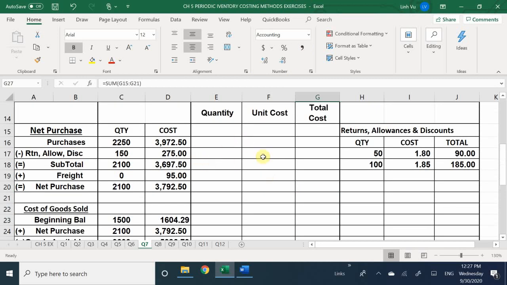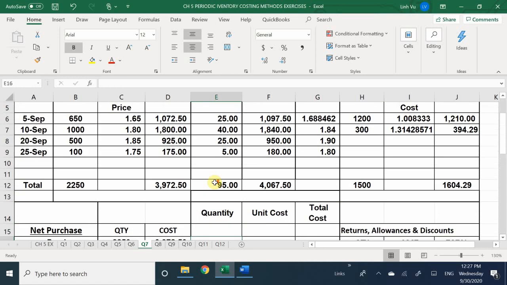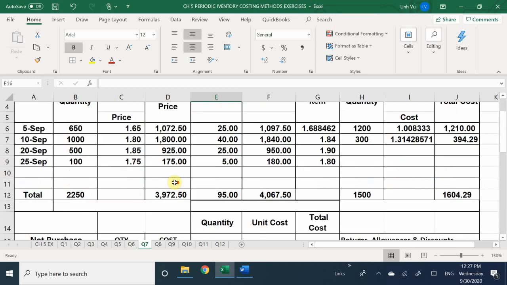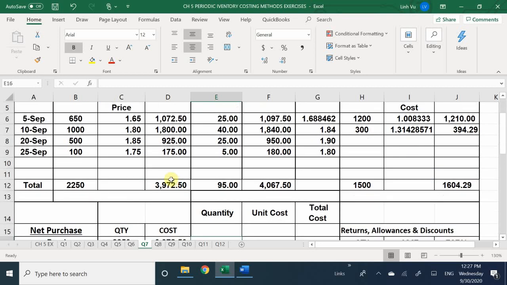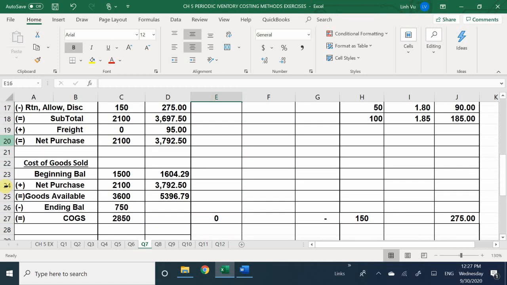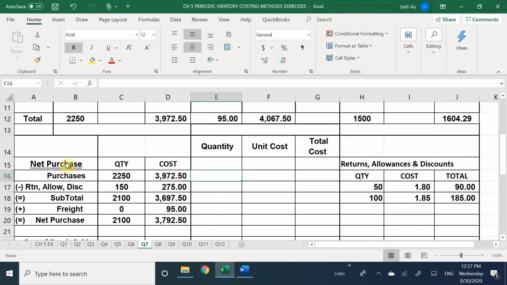Okay, so my quantity, right? I'm going to start from the bottom of my purchases because we are dealing with last in, first out. So in this case, we're going to start from the bottom of our purchases, and we need to get to a grand total of 2,850. Okay?